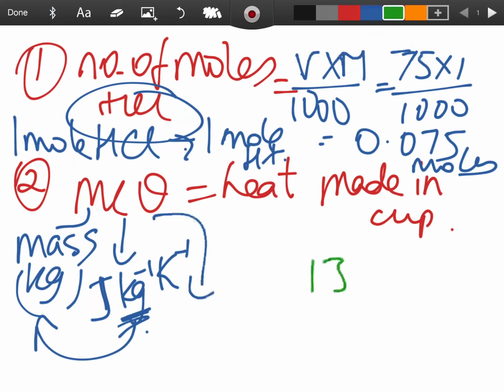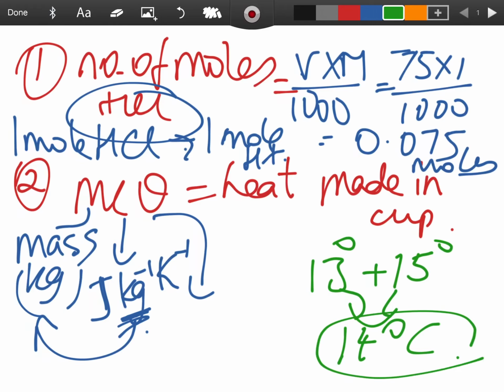Now, what was the temperature rise in this question? The initial, now you have to get the average, don't you? The acid was 13 degrees, the base was 15 degrees, so get an average starting temperature of 14 degrees Celsius. If both solutions are not the same temperature at the beginning, then you get an average. The final temperature then was 20.9, so the difference there is 6.9.